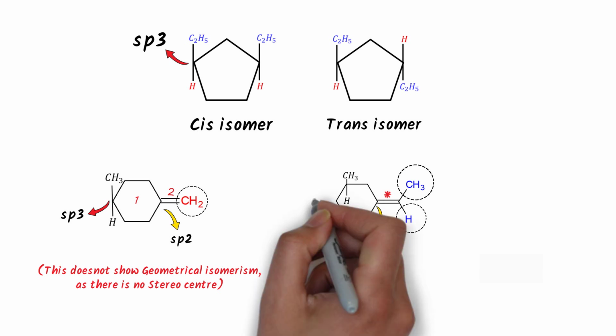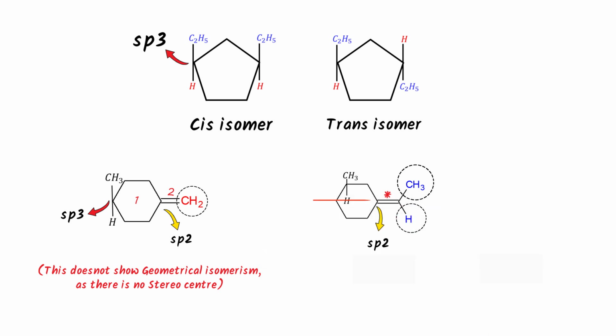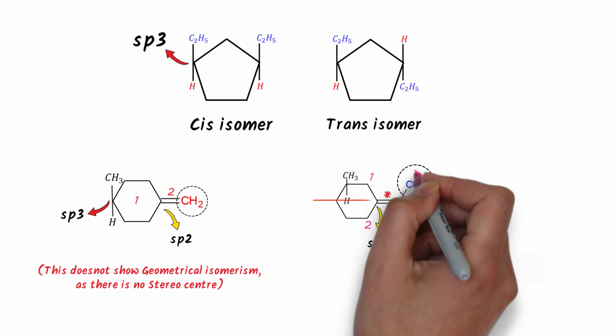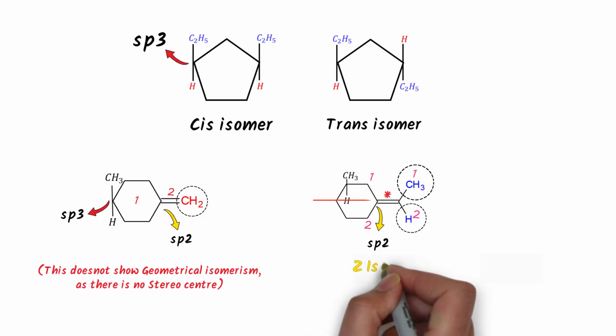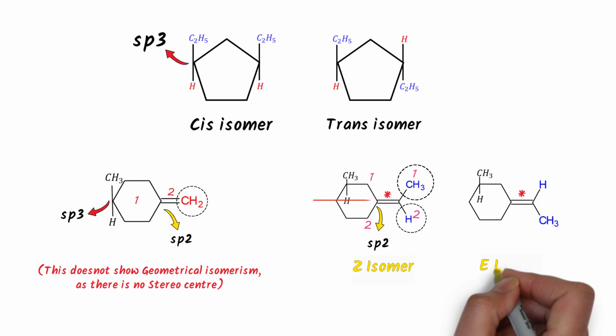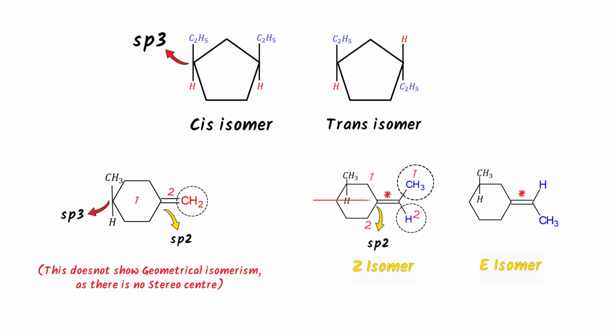Now, given the priority, the upper ring portion will get priority 1 because of larger mass, while the lower ring portion will get priority second. Similarly, methyl will get priority first because of larger mass, and hydrogen will get priority second. So as the same priority groups lie on the same side, it's a Z isomer, while the next one will obviously be an E isomer.